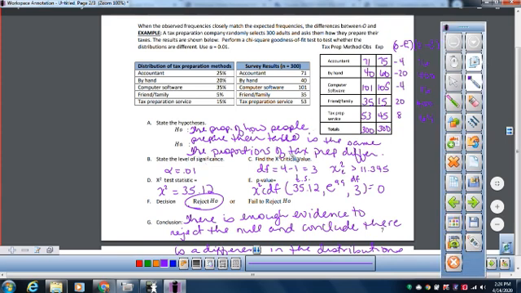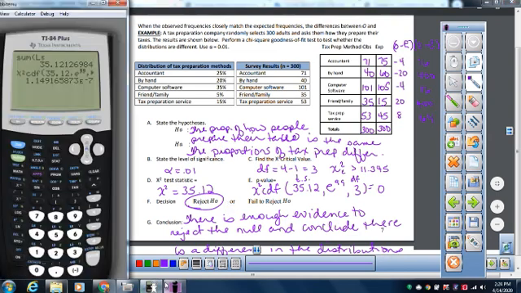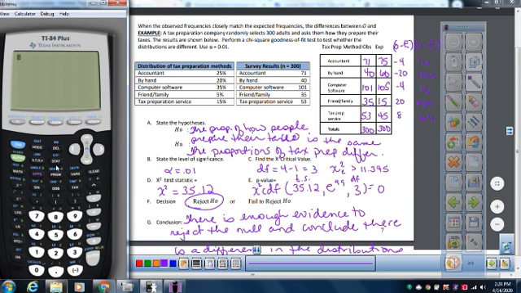So that is the chi-squared test for goodness of fit, which is section 10.1. Now, if you're lucky enough to have a new enough calculator, when you go to Stat and go over to Tests, you might have a chi-squared GOF test. This one, the chi-squared test, doesn't do it.